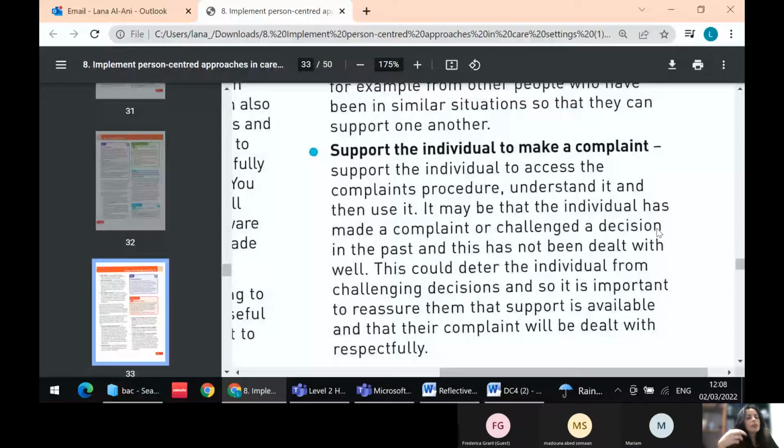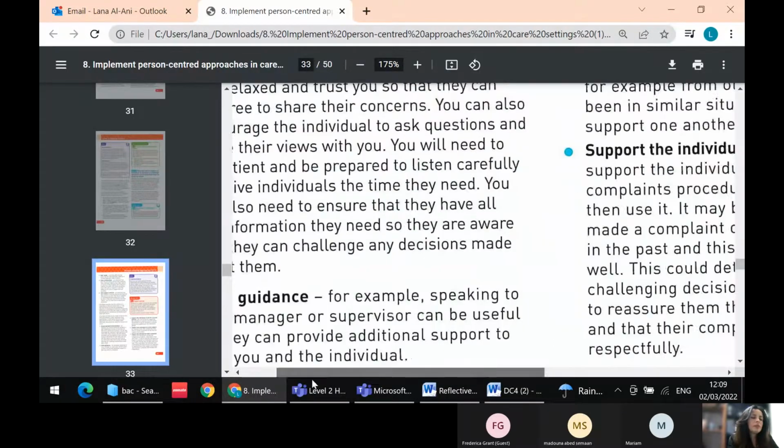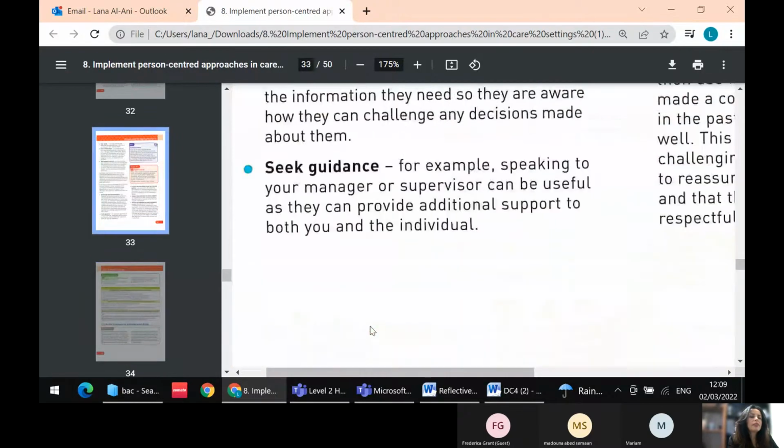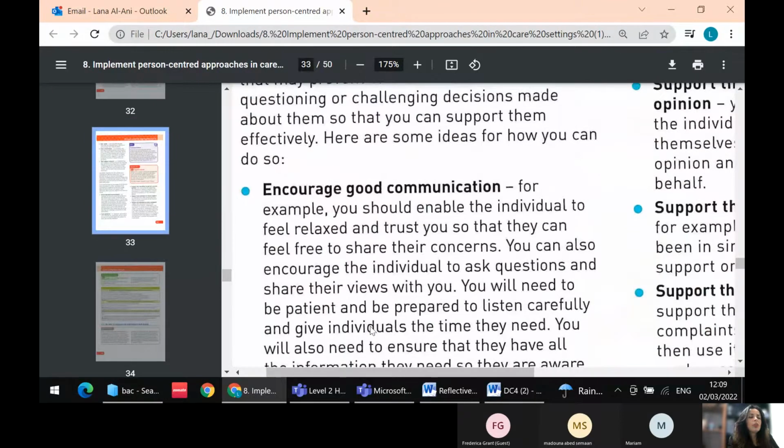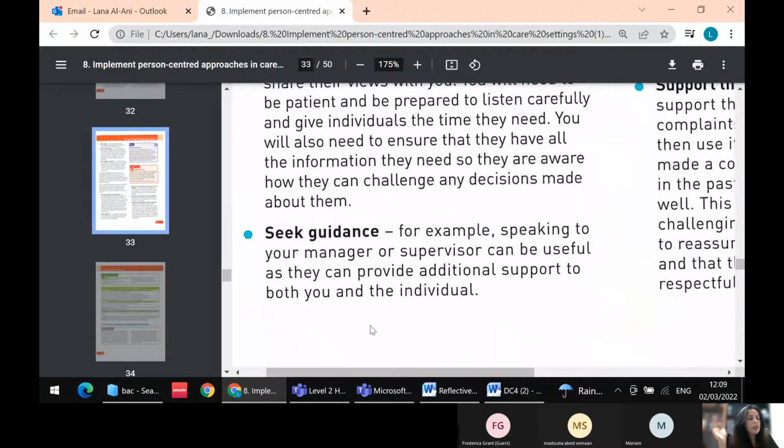It may be that the individual has made a complaint or challenged a decision in the past, but it hasn't been dealt with. Maybe that's why he's very determined not to make a complaint, but you need to give him some information and advice and support him. Show him how to make a proper complaint. This could make the individual challenge the decision, and it is important for them to be reassured, to show them that you're respecting their opinion. Is this clear? And also you can seek guidance. You speak to your manager, your supervisor.